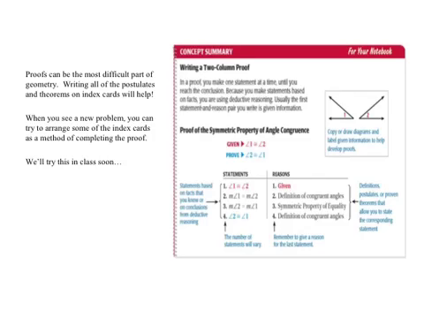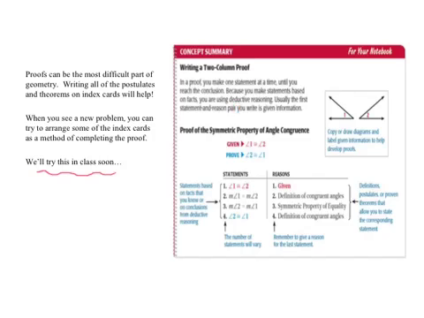Proofs can be the most difficult part of geometry. Writing all of the postulates and theorems on index cards will help. When you see a new problem, you can try to arrange some of the index cards as a method of completing the proof. We're going to try this in class, maybe to help study for the quiz or the test at the end of the chapter. But let's talk through this. Writing a two-column proof. In a proof, you make one statement at a time until you reach the conclusion. Because you make statements based on facts, you are using deductive reasoning. Usually, the first statement and reason pair you write is given information.